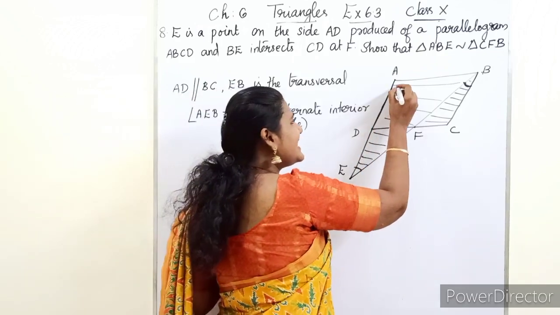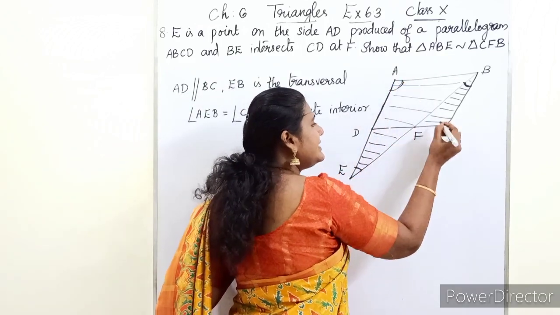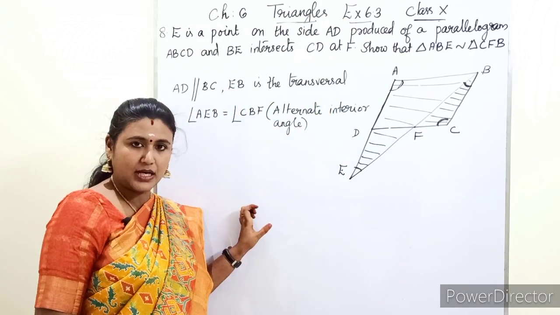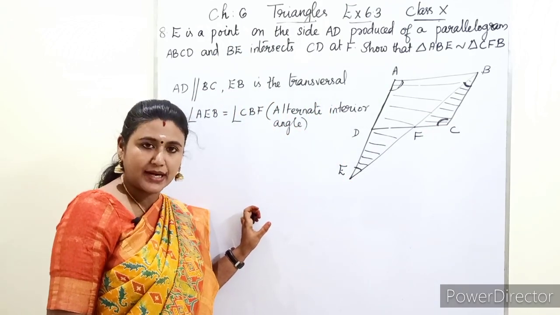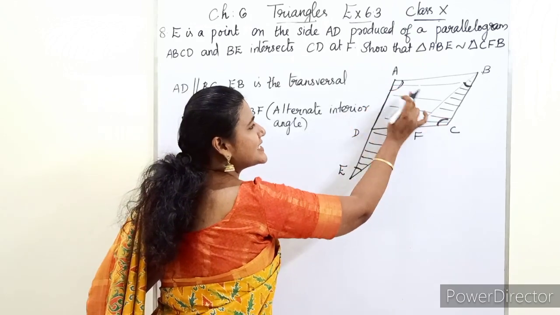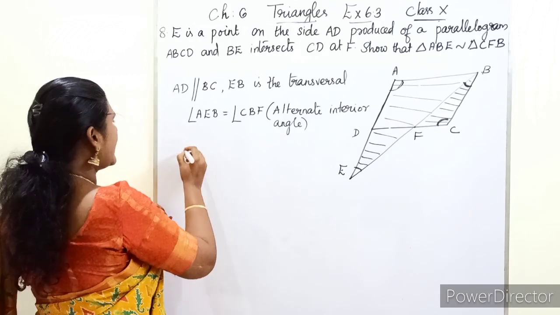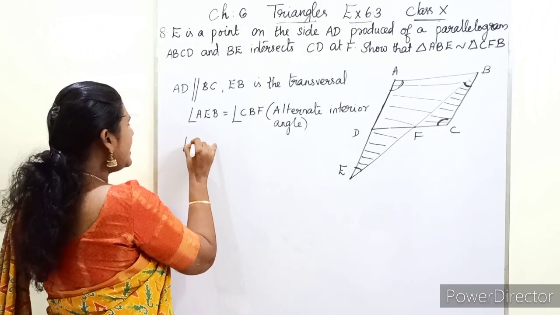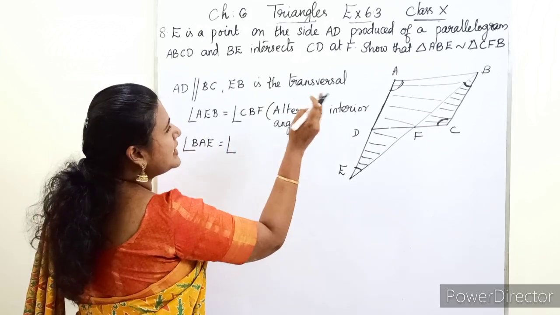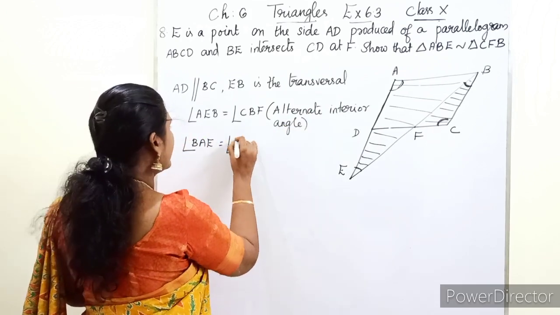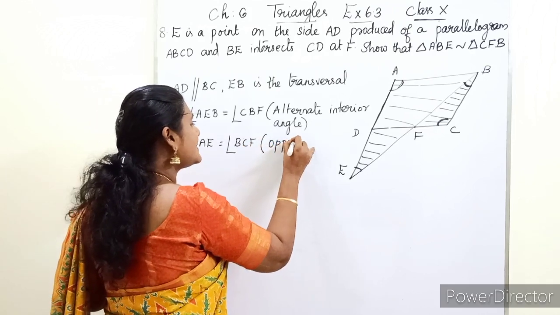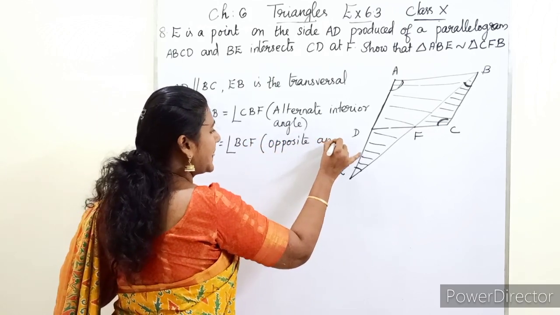Now we can see this angle. Actually angle A and C are opposite angles of a parallelogram, and we know that in a parallelogram opposite angles are equal. So these two angles are also equal. So we can write angle BAE is equal to angle BCF. Reason: opposite angles of a parallelogram.